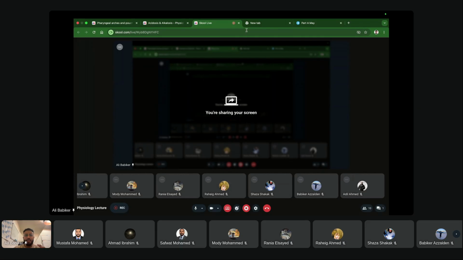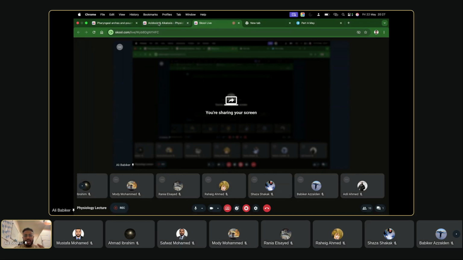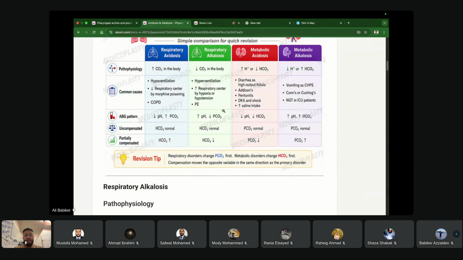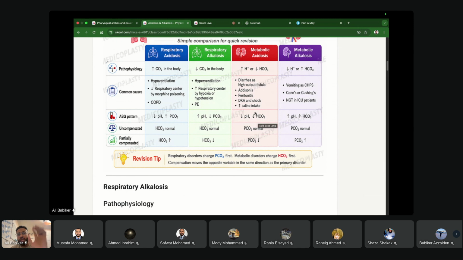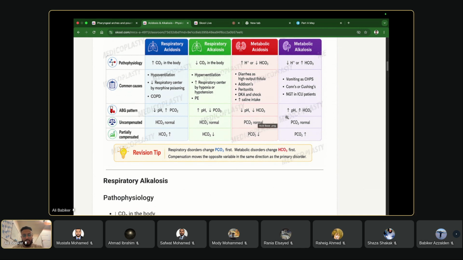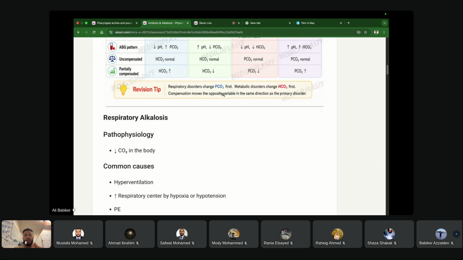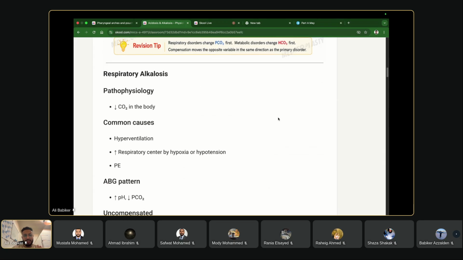Same idea. The body is trying to balance between the acidosis and the alkalosis. This table is very crucial, and this table alone should be able to make you pass your exam. All right. Now we're going to tackle each one in detail.